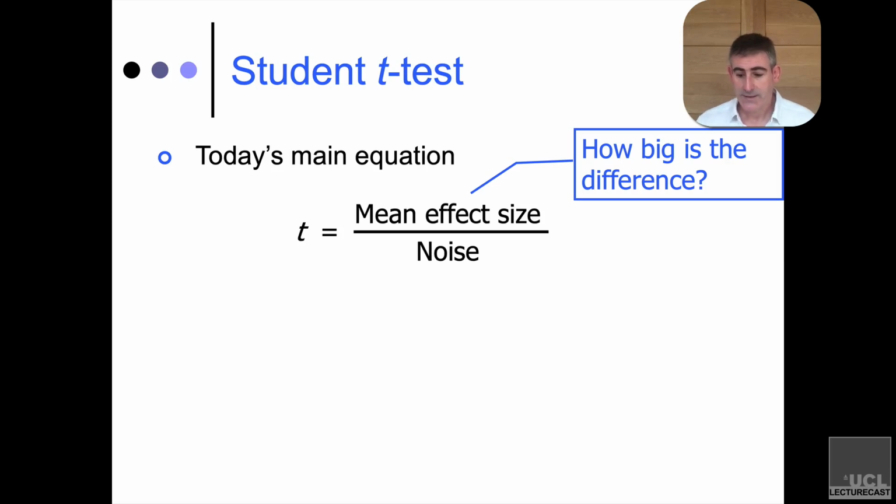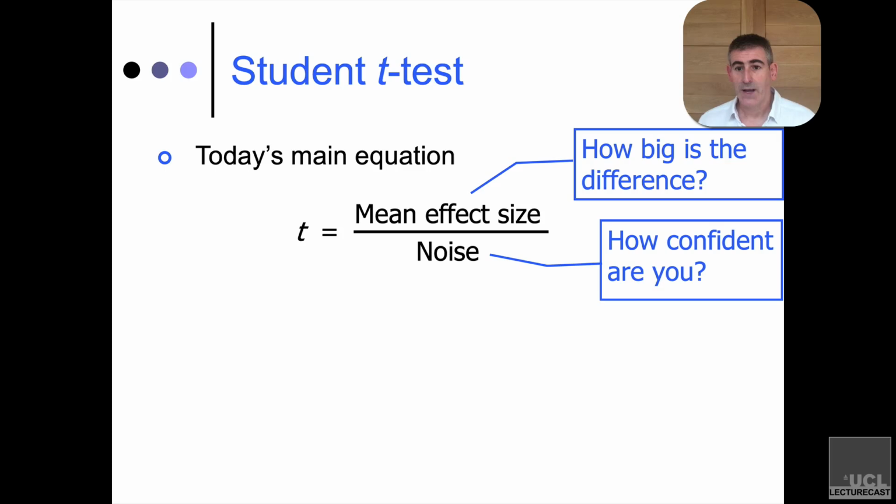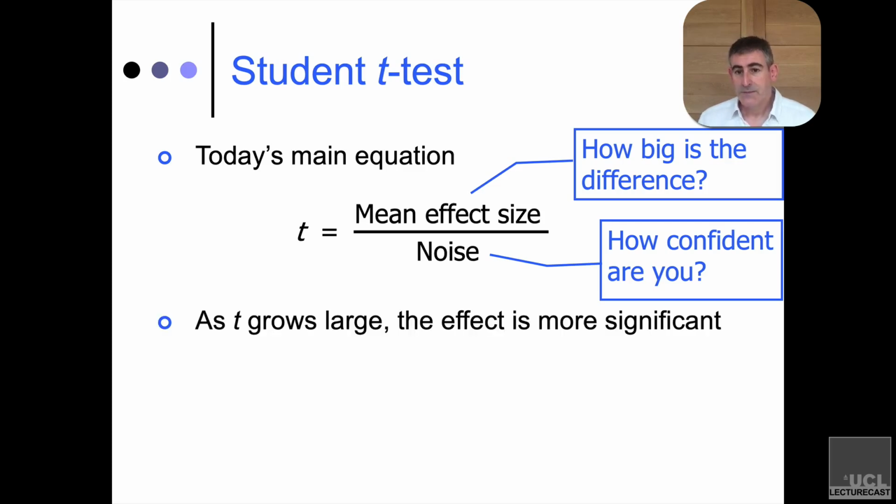And then the noise is how confident you are. How noisy are these data? The larger the noise value, the less confident you are. And that's just the variance across the left hemisphere and the right hemisphere. What this means is, as the t value goes large, then the effect is more significant. You can be more confident in it, right?